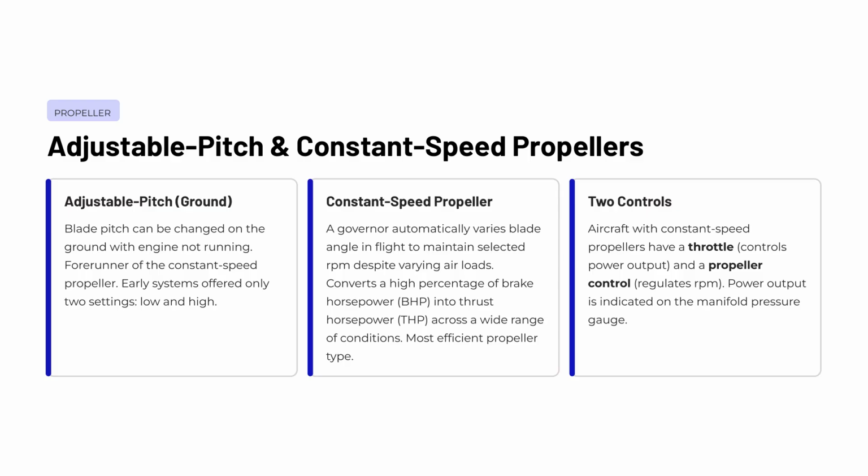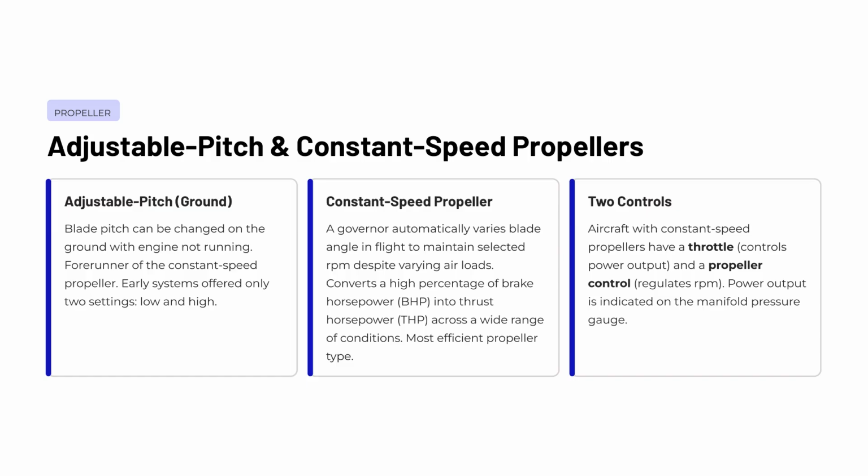The constant speed propeller is the most efficient type in common use today. A governor automatically adjusts blade angle in flight to maintain whatever RPM the pilot has selected, regardless of changing air loads or flight conditions. This allows the propeller to convert a consistently high percentage of brake horsepower into thrust horsepower across a wide range of power settings and air speeds.